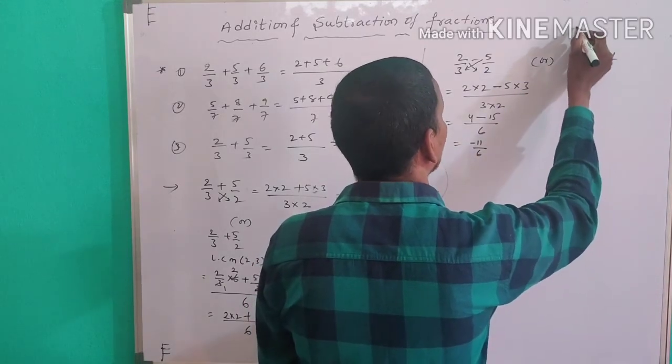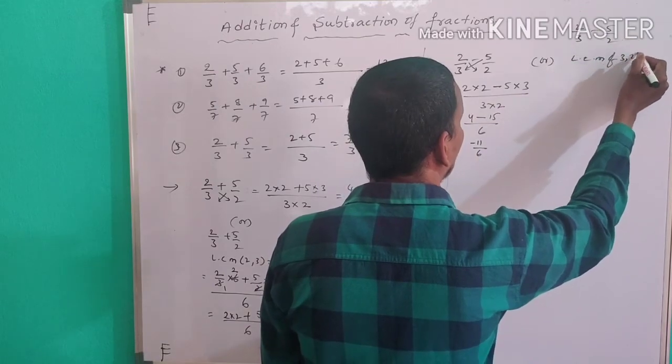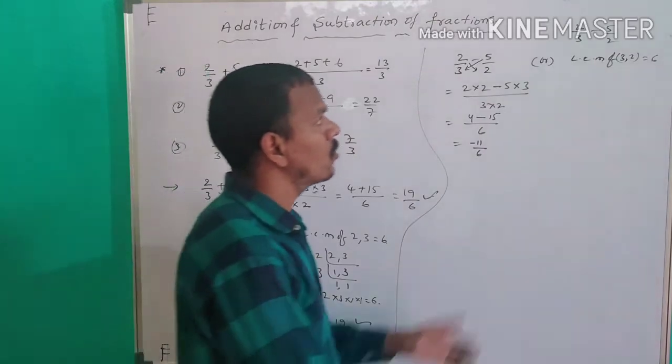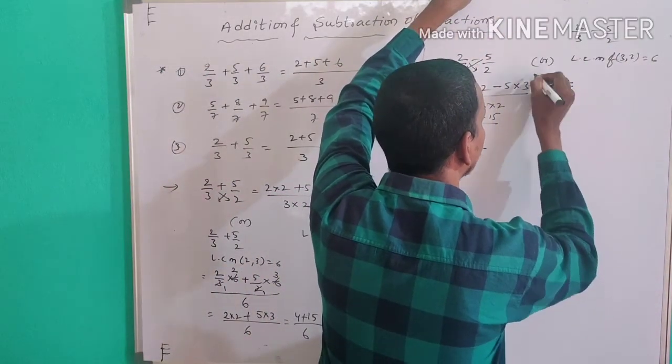The question is 2 by 3 minus 5 by 2. The LCM of 3 comma 2 is 6, as we found just before. So now from that, the LCM is 6.